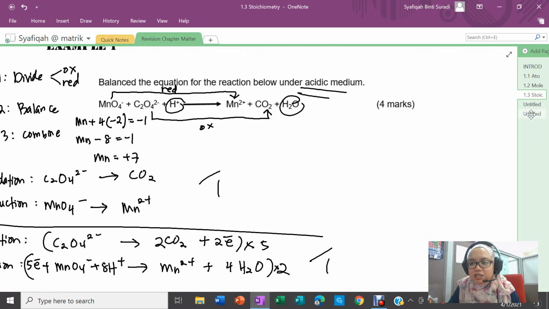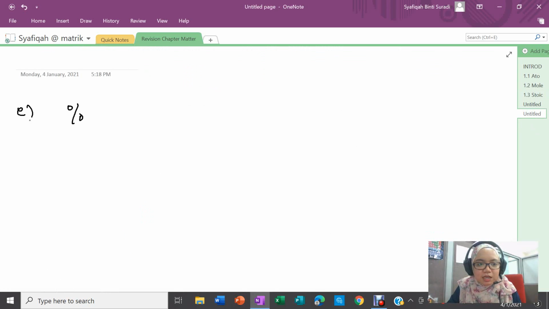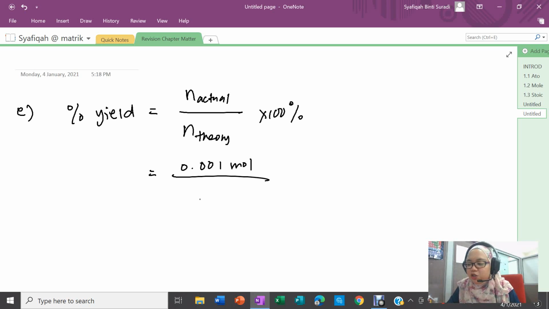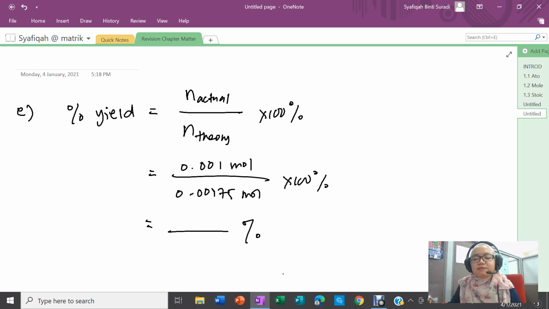Okay. So, percentage yield ni tadi untuk soalan E. So, percentage yield adalah equals to N actual divided by N theory times 100%. So, you will get, tadi dia bagi N actual kita 0.001 mole. Okay, and awak akan dapat N theory awak based on question C. Okay, question C, 0.00175 mole times 100%. Okay, akan dapatlah jawapan dia berapa persen. Okay, so ni tadi ni awak boleh dapat daripada question number C.